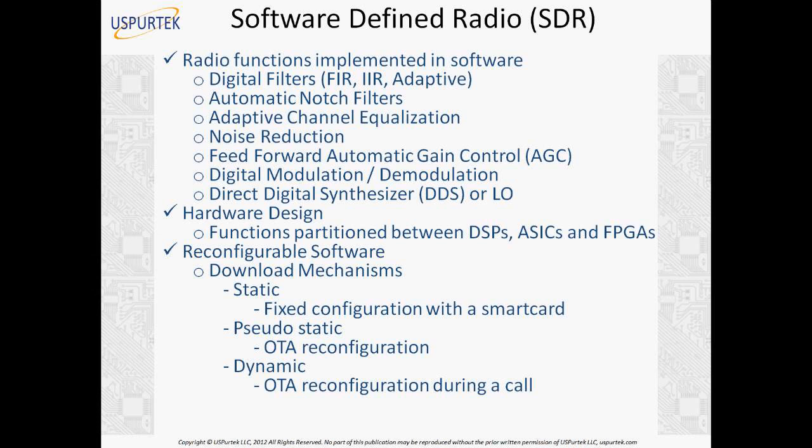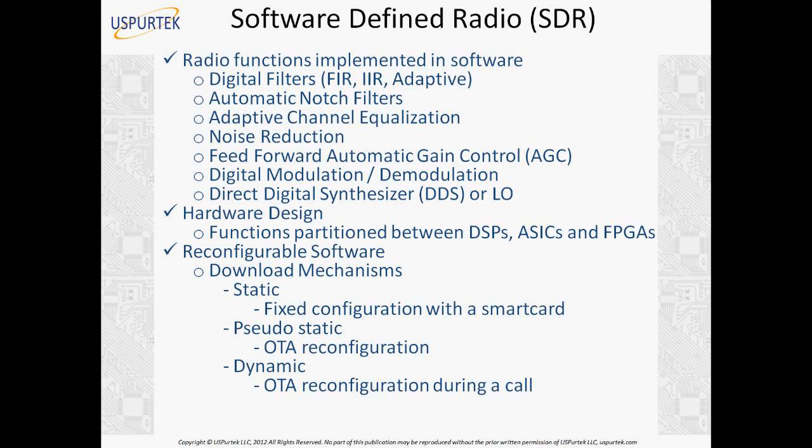So radio functions are implemented in software, and we use digital filters. We have algorithms for finite impulse response or infinite impulse response or adaptive filters. Our goal is to implement notch filters or even equalizers. We reduce noise, or even AGC, automatic gain control, even modulation and demodulation techniques, or even the local oscillator. All these different functions of the radio can be implemented in software, and that gives rise to the term software-defined radio.